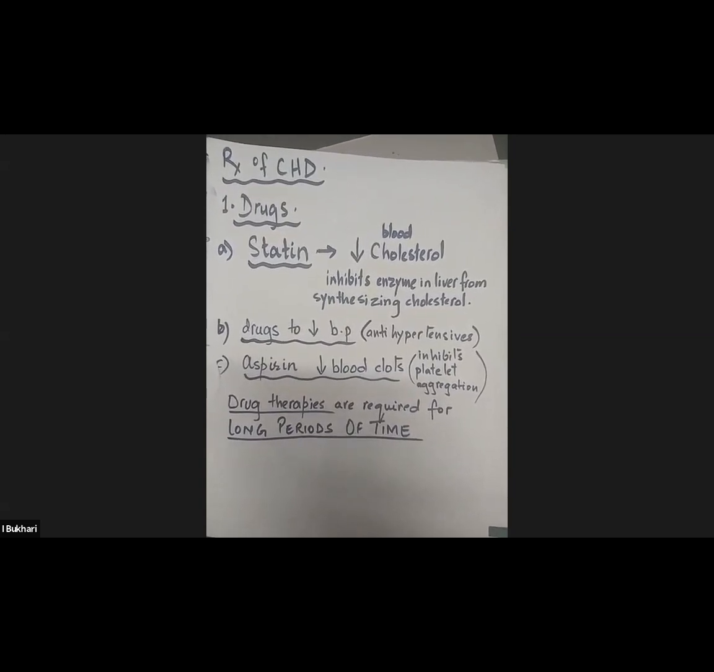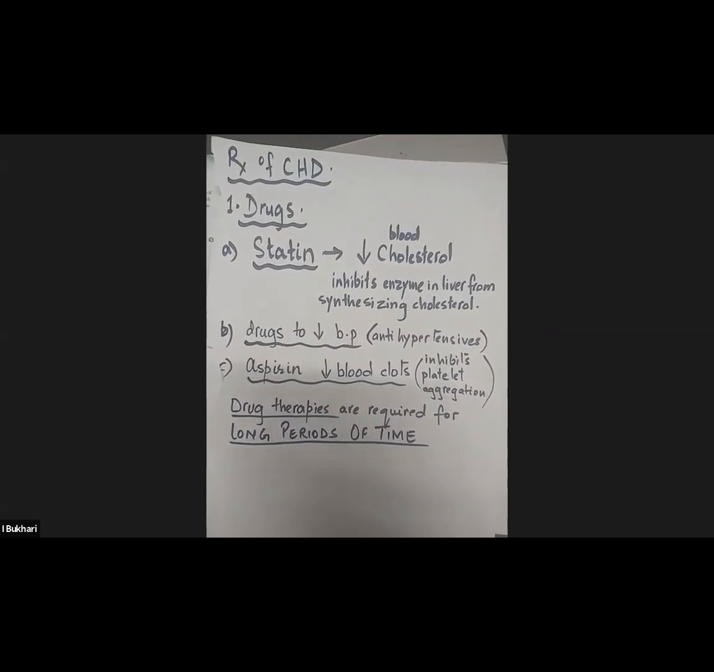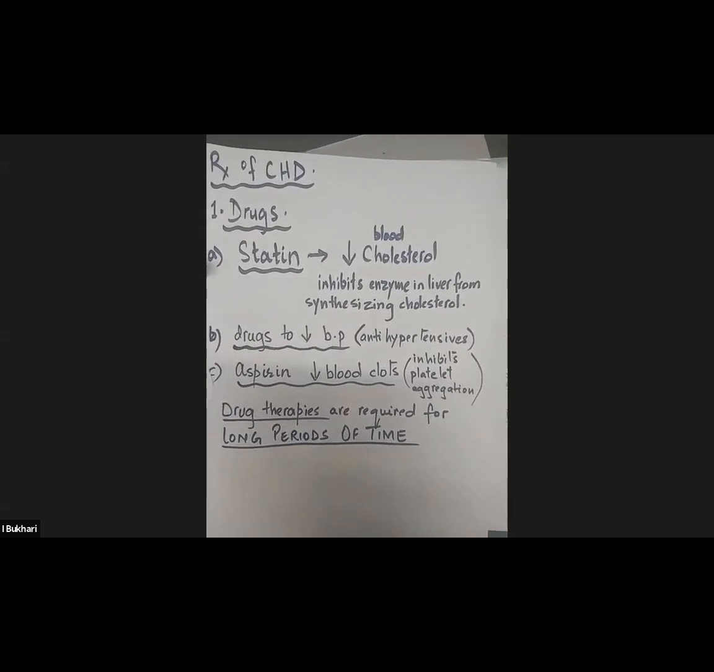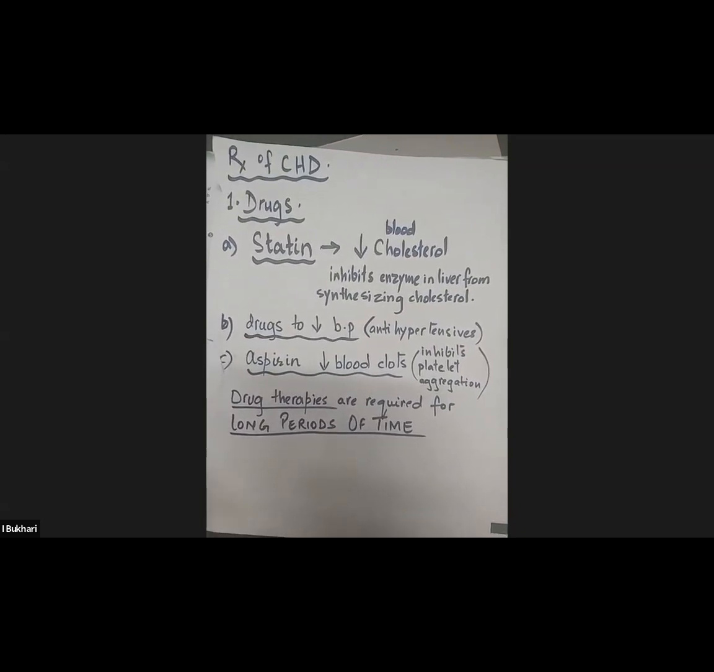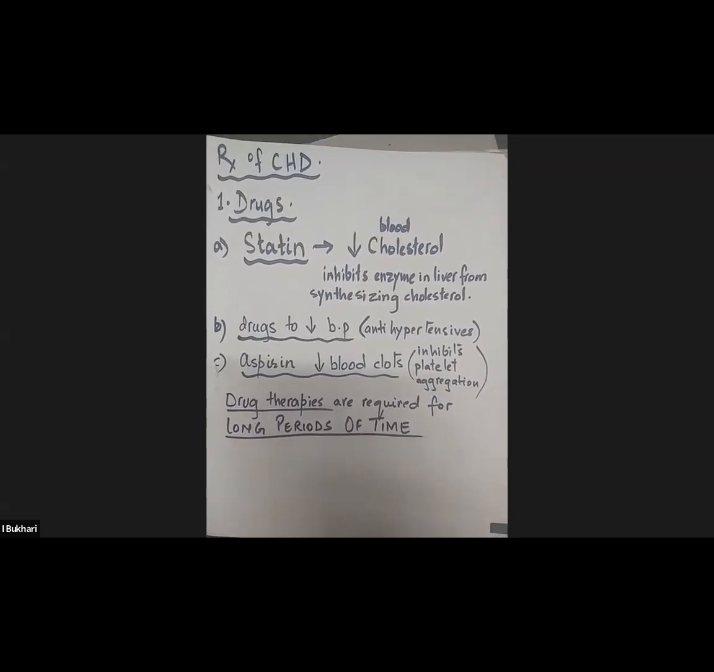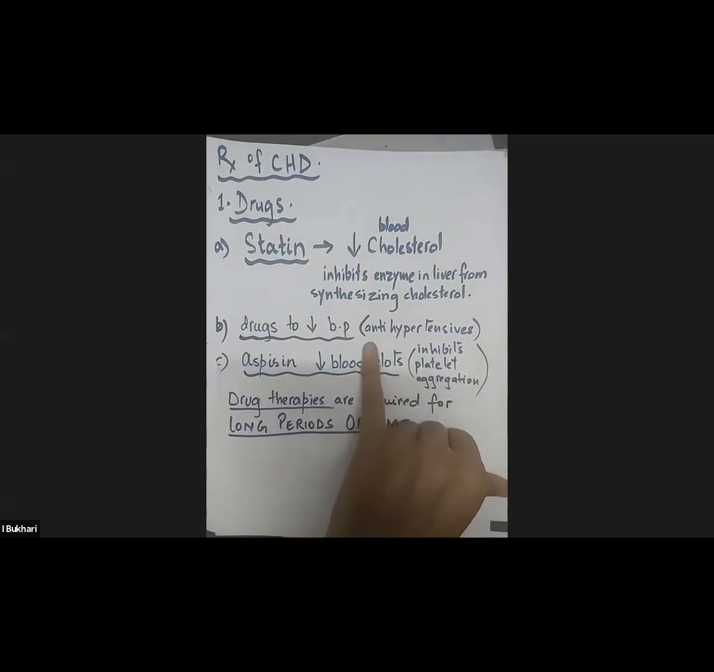Now, statins inhibit the enzyme which is responsible for the synthesis of cholesterol in the liver, and therefore lead to a decreased level of cholesterol in the blood. So that is one drug that we use. The second is drugs that decrease the blood pressure by dilating the blood vessels. As we dilate the blood vessels, the lumen of the blood vessels gets bigger, and therefore the blood can flow easily, and that reduces the blood pressure. This group of drugs is basically called antihypertensives.